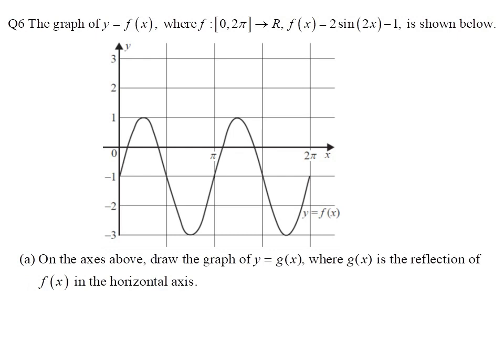Part A is to draw the graph of y equals g of x on the above axis, where g of x is the reflection of f of x in the horizontal axis. Part B is to find all the values of k such that f of k equals 0, and k is in the closed interval from 0 to 2 pi.